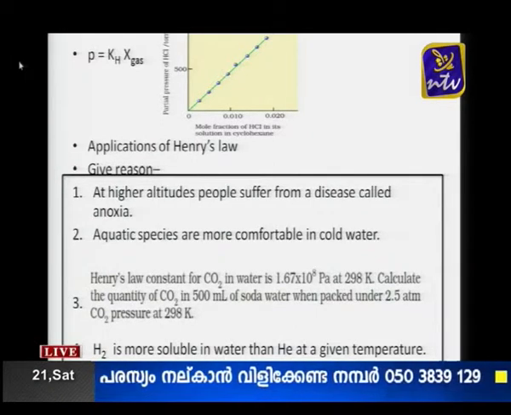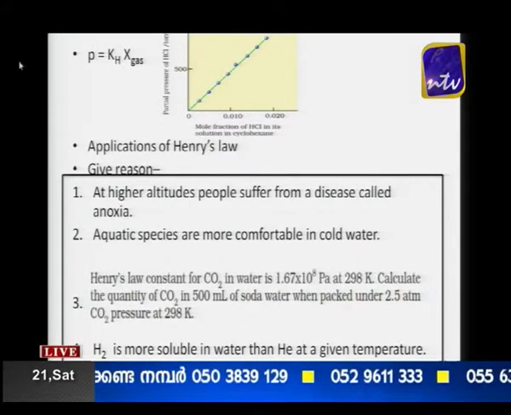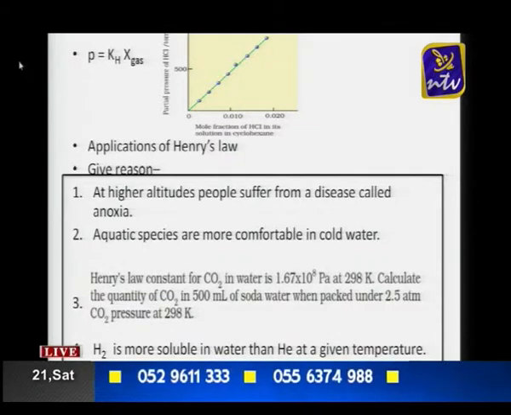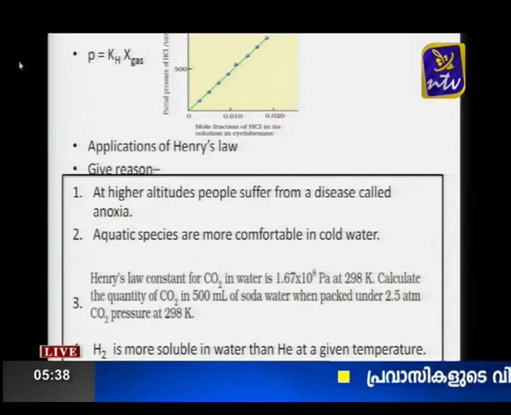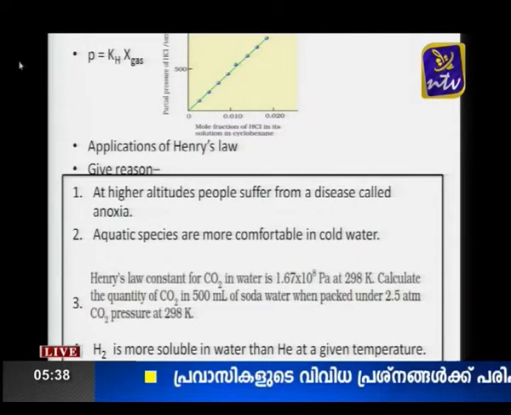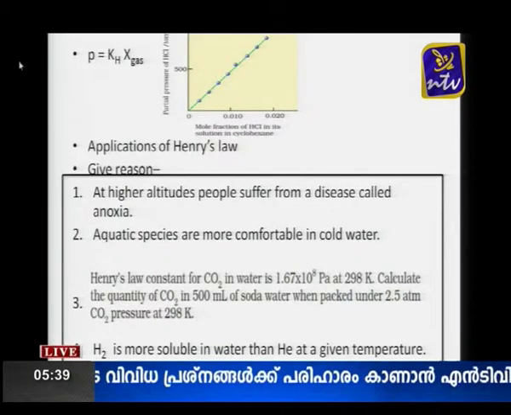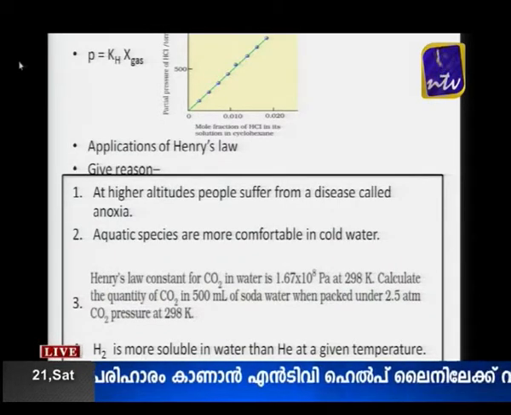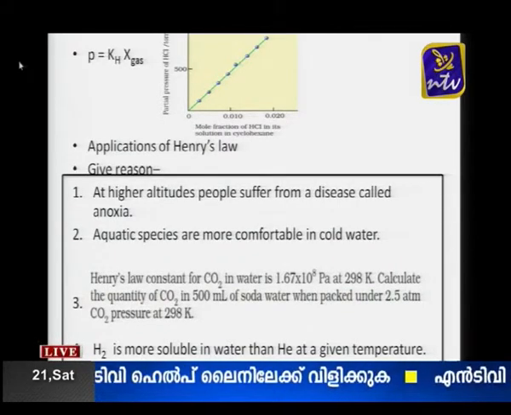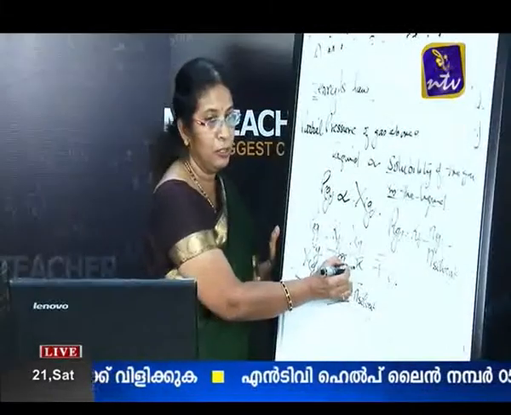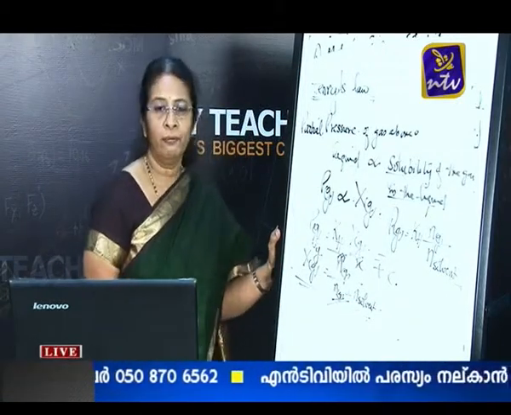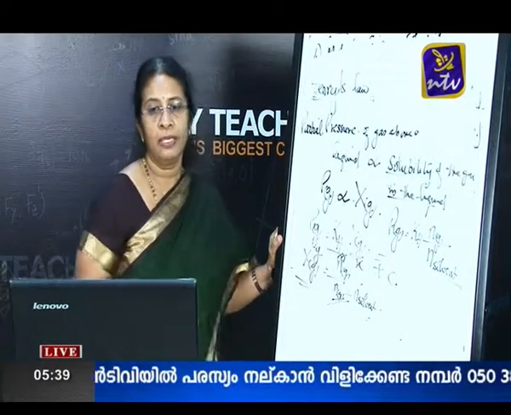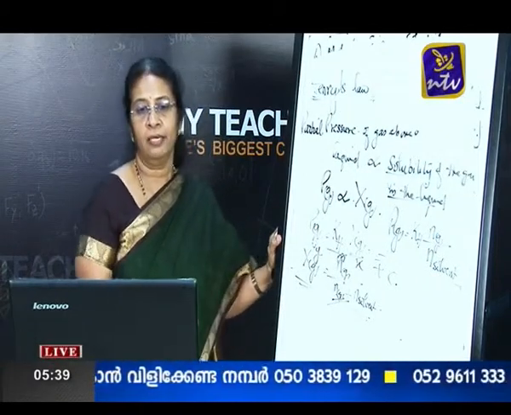There is a graph over there, and it is this same thing only: P gas is equal to KH X gas. When you plot partial pressure of the gas against mole fraction of the gas, you will get a straight line, in the form y is equal to mx plus c. P gas corresponds to the y axis and X gas corresponds to the x axis. So, c is equal to 0, the y intercept is equal to 0. So, the graph will pass through the origin and the slope is equal to KH.